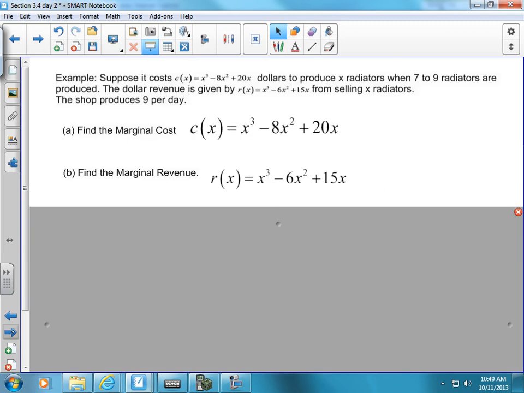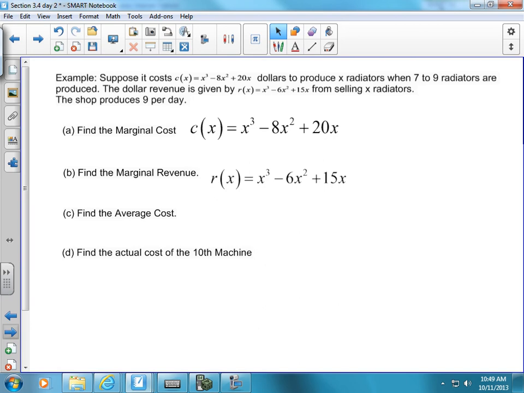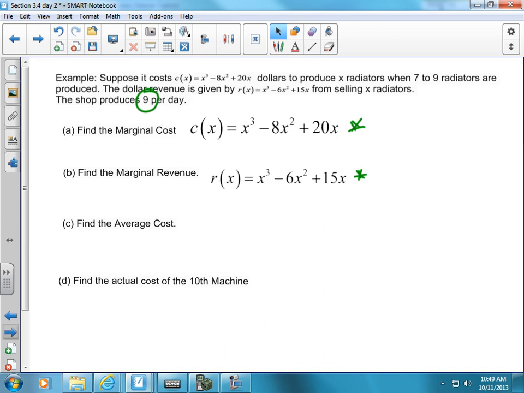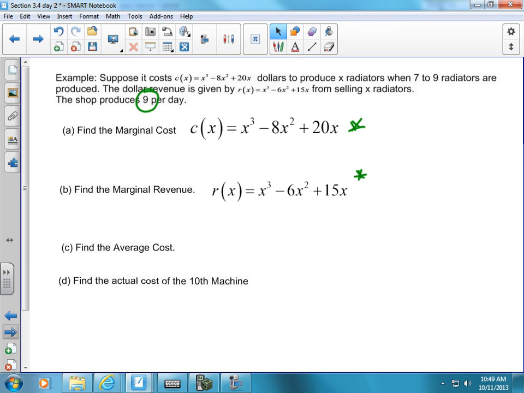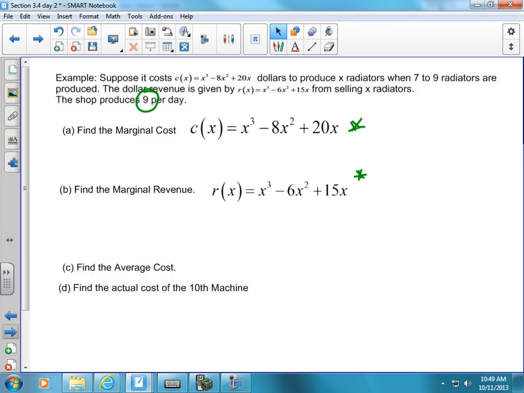Let's do an example. We're given a cost function C, which is given here, and it costs that many dollars to produce x number of radiators when 7 to 9 radiators are produced. The dollar revenue is given by the R equation, and that's from selling x radiators. The shop produces 9 per day. So we're going to find the marginal cost of producing 9, the marginal revenue of producing 9, and then the average cost and the cost of the 10th machine.